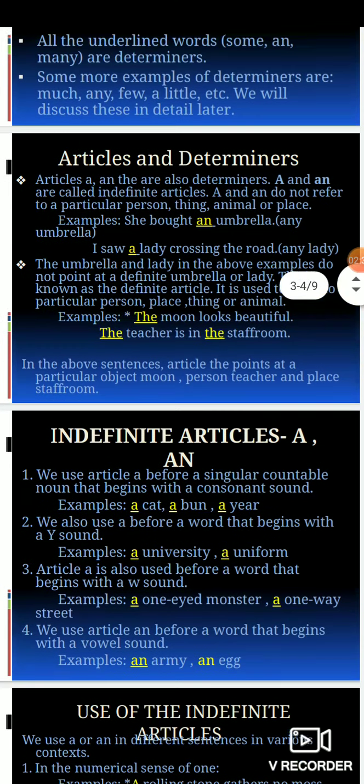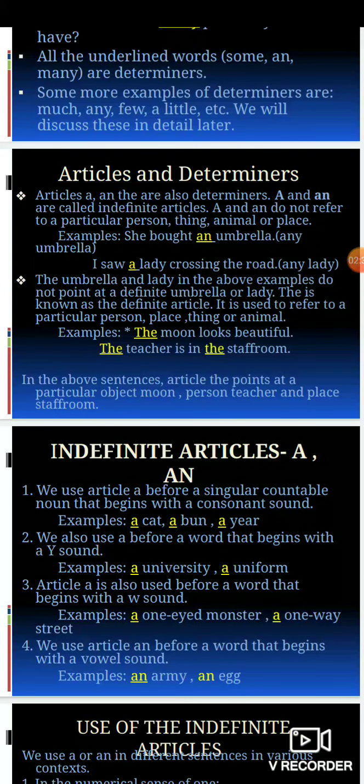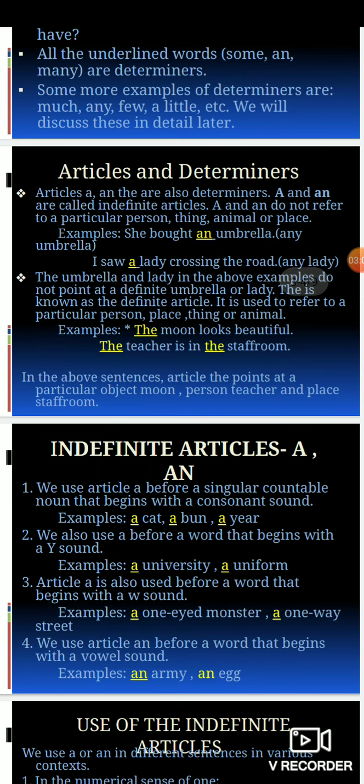So next is determiners and articles. So first we will read it. Articles a, an, and the are also determiners. A and an are called indefinite articles, and a and an do not refer to a particular person, thing, animal, or place. So articles.